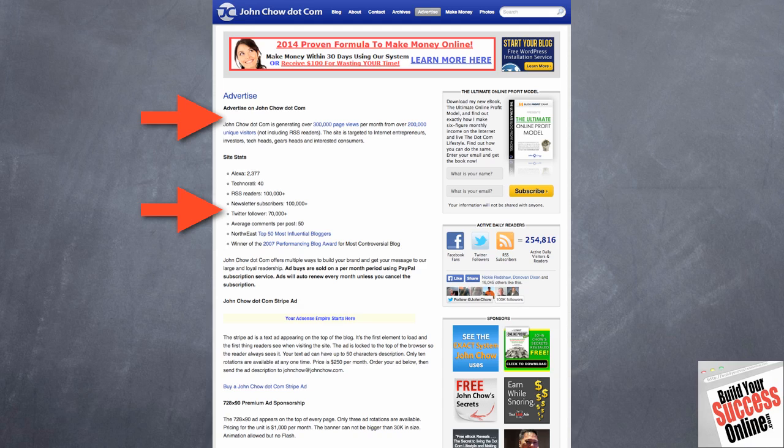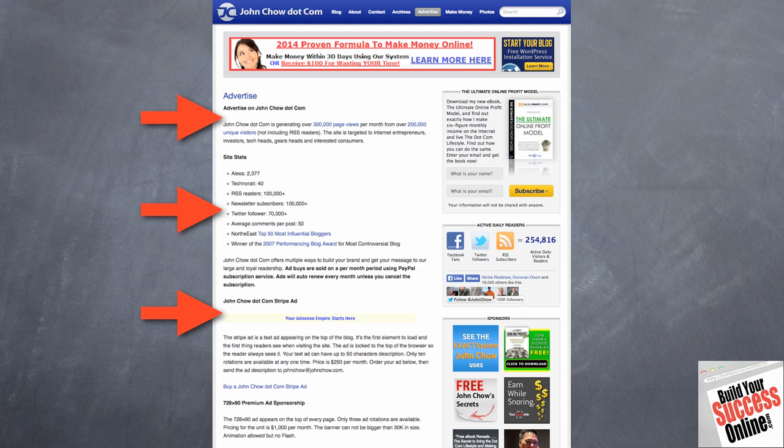Okay, the next thing I see down the page is his first type of ad that you can purchase from him, and it's what he's calling a stripe ad. So this is just a stripe that appears at the top of the blog, and it's going to be a yellow stripe, and it's going to have your link inside of it so people can click it.